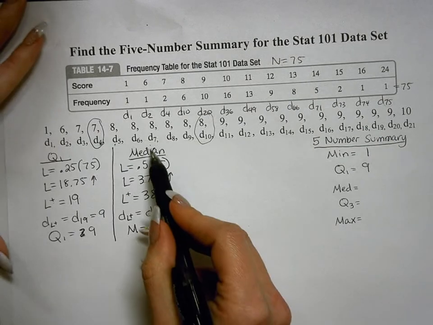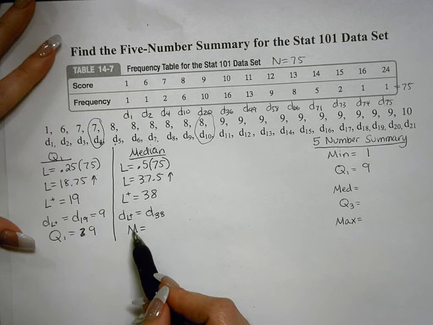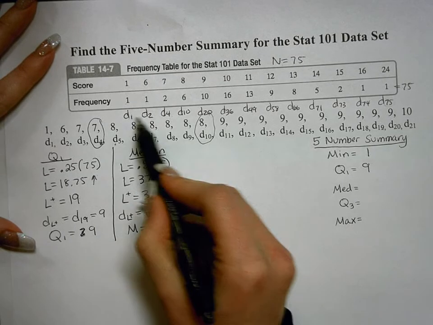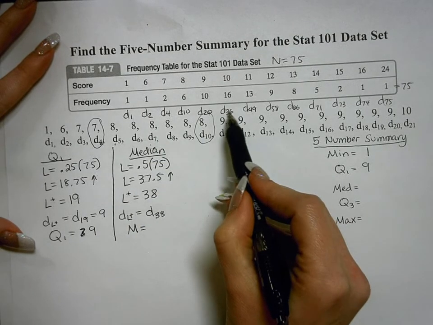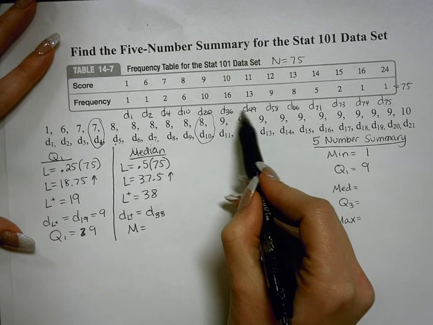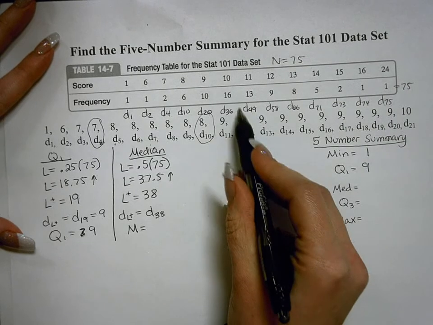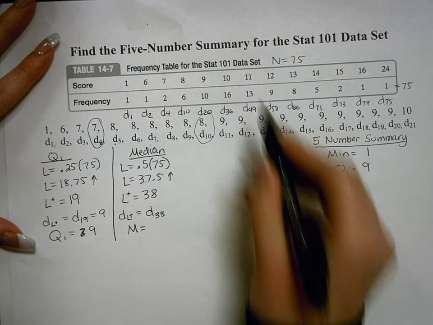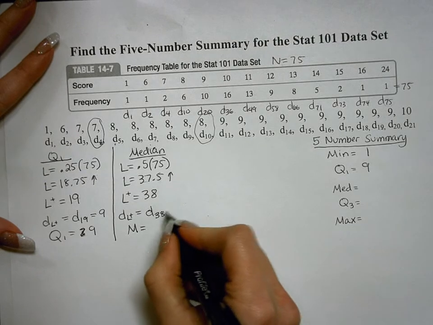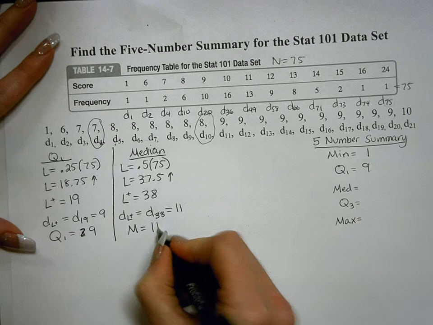So back to the median, we did all this work and we need to figure out what the 38th data point is for the median. So we move along here. I know that D36 is my last 10. So I know that from D37, the term after, all the way to D49, it's nothing but 11s. And D38 falls within that category. Therefore, I know that the median, D38, is 11, which means that the 50th percentile, or my median, is 11.